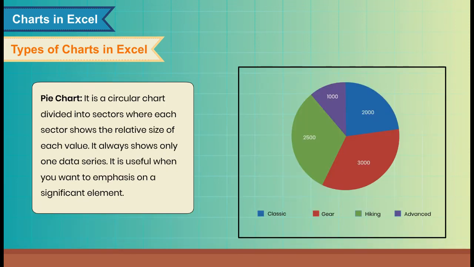Pie chart. It is a circular chart divided into sectors where each sector shows the relative size of each value. It always shows only one data series. It is useful when you want to emphasize a significant element.